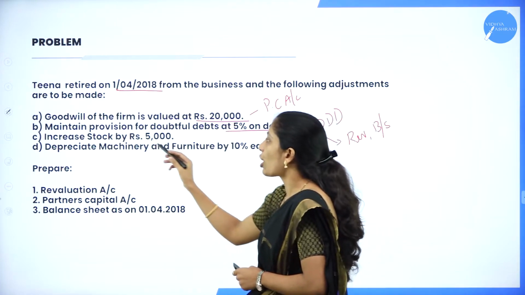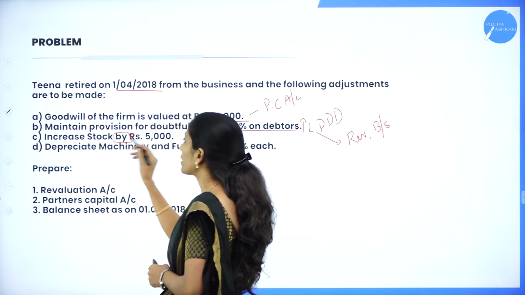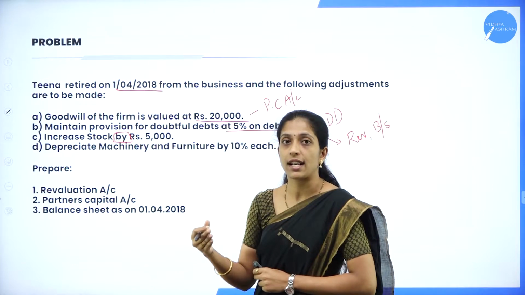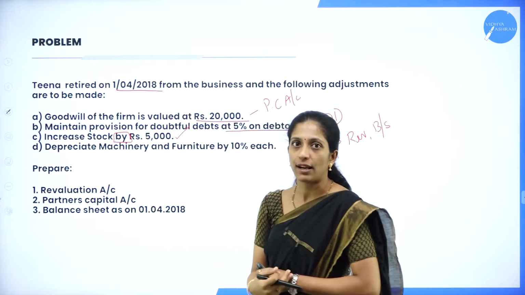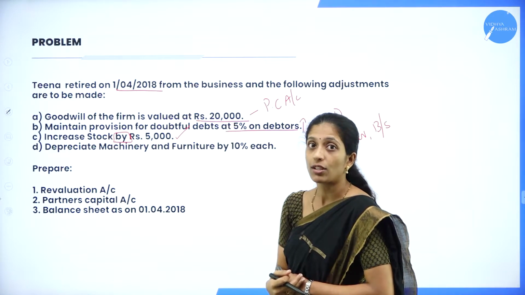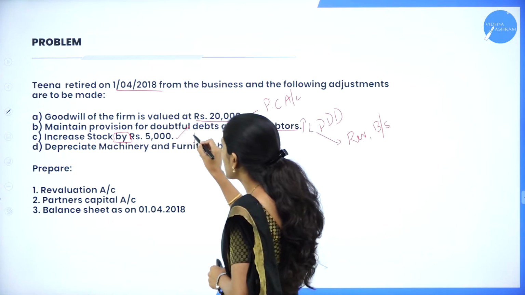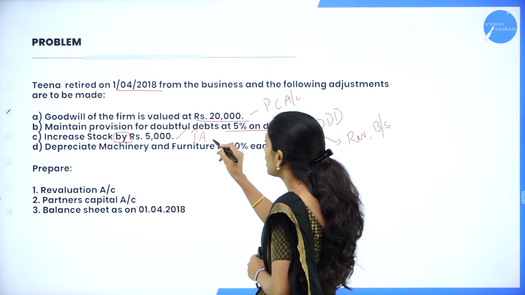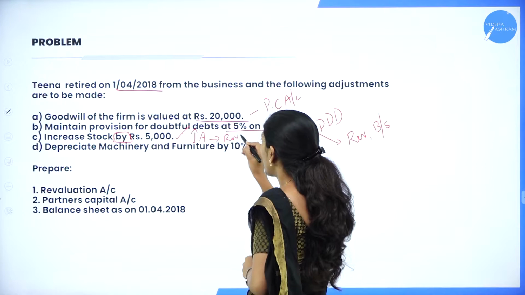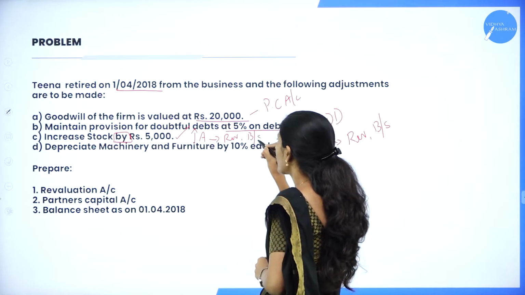Next, increase stock by, so here they have given the extent to which the stock has increased. It has increased by rupees 5,000. So what does it mean? Stock is an asset, so it is an increase in asset. So where do we record? We'll record it in the revaluation account once, and we have to add it in the balance sheet.